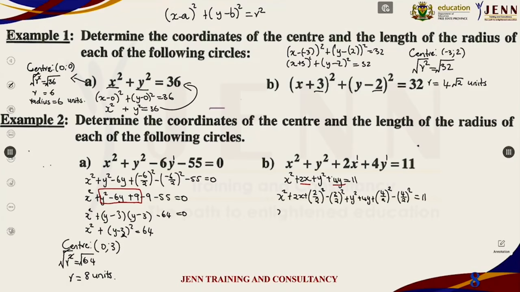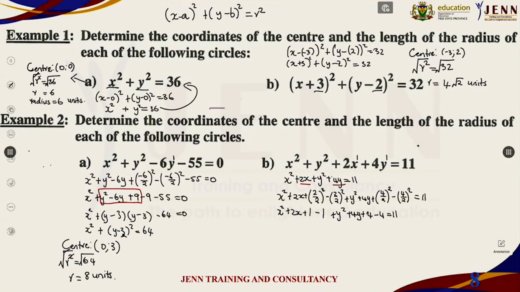Then from here I simplify. I am going to have x squared plus 2x plus 2 divided by 2, which is 1, to the exponent of 2, which still gives me 1. Minus 2 divided by 2, which is 1, to the exponent of 2, which still gives me 1. Plus y squared plus 4y plus 4 divided by 2, which is 2, to the exponent of 2, which is 4. Minus 4 equals 11.